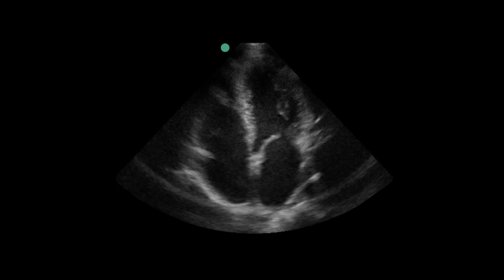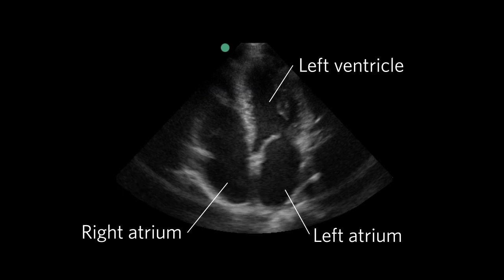Once you've completed your cardiac assessment from a parasternal short-axis view, you're ready to move on to the apical four-chamber view. This is an image of what we're trying to achieve. In this image, you can see the four chambers of the heart, the left atrium emptying into the left ventricle, and the right atrium emptying into the right ventricle.